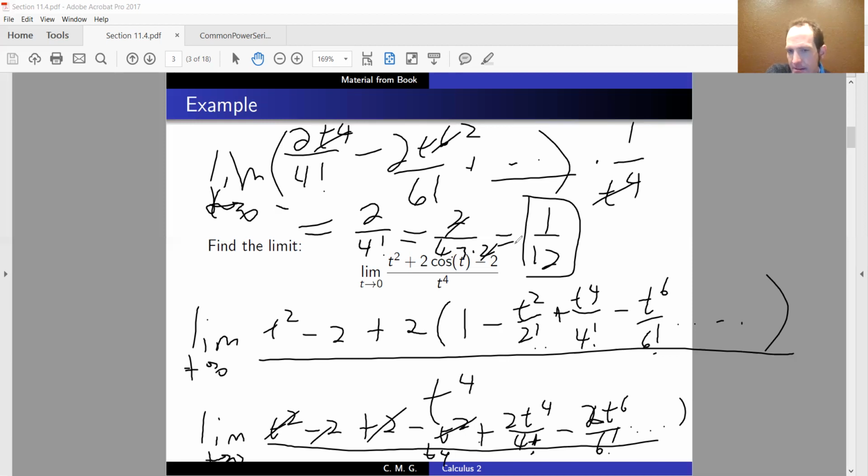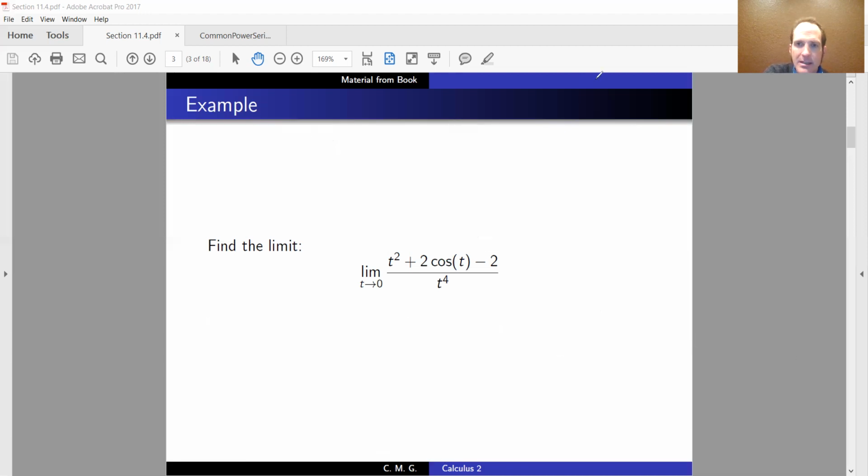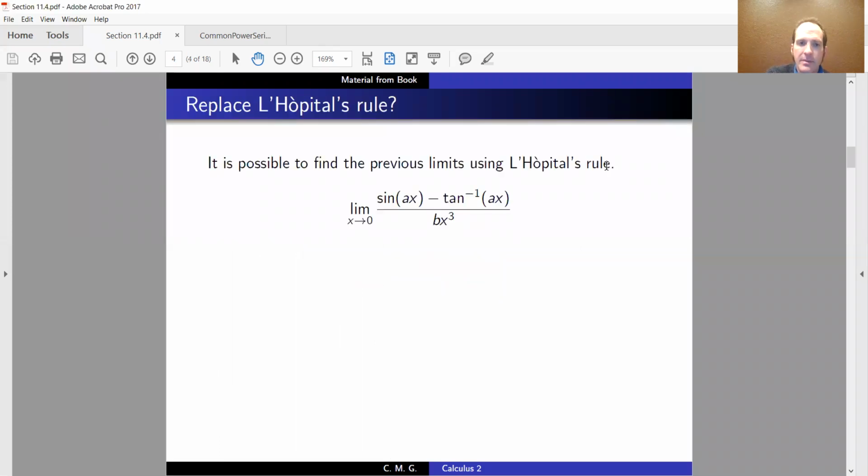And so I can do that. It's fine to do it four times with derivatives, but it might save time to look at this power series expansion here. Not going to save you a lot of time. Let me give you one where it will.